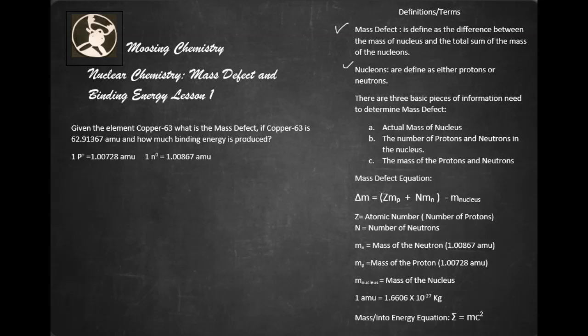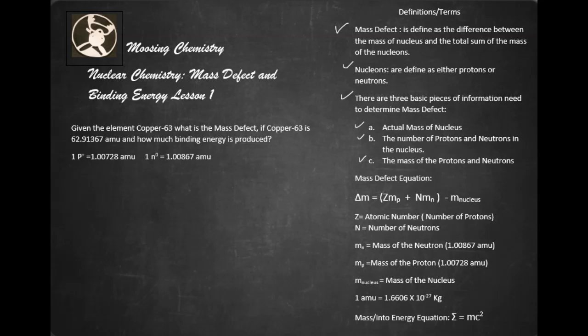There are three basic pieces of information needed to determine the mass defect when you do the calculations. You have to have the actual mass of the nucleus that you're working with, the number of protons and neutrons in the nucleus, so you got to know those numbers, and then you have to know the mass of the protons and neutrons themselves.